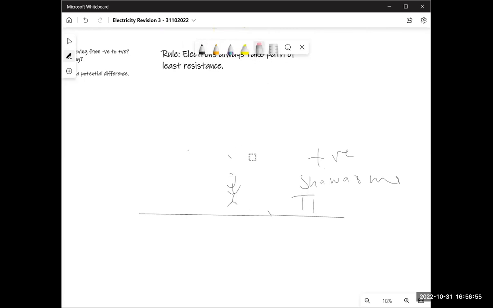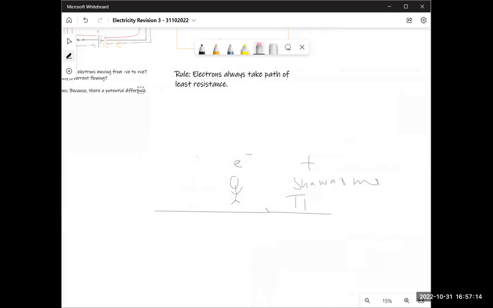Fine. But let's realize one more thing. It works like this. Now to go to the positive shawarma, you have to walk, right? You have to do some work. You can't just magically appear over there. So that work is being done. Are your legs doing the work? Yeah. What is doing the work in the case of electrons? Potential difference.